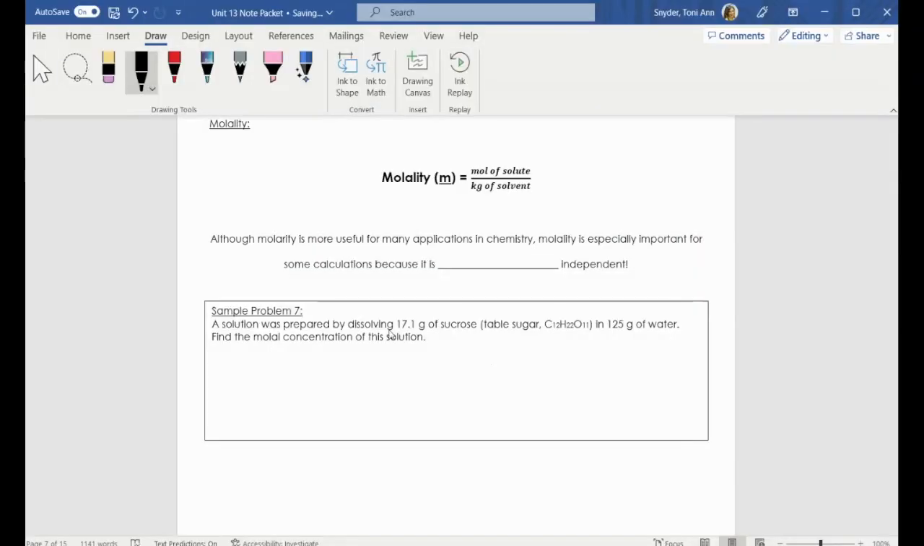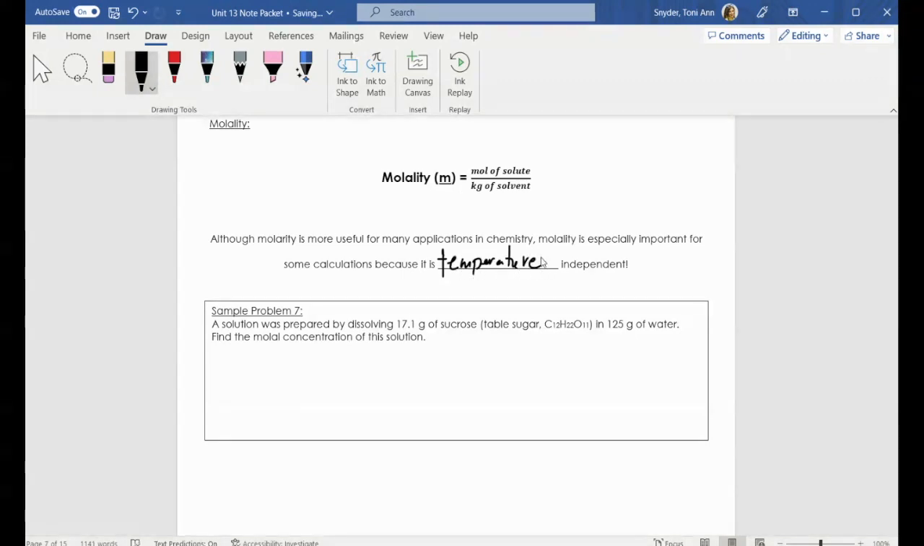So we have molality here. A solution was prepared by dissolving 17.1 grams of sucrose in 125 grams of water. Find the molal concentration. So here's my equation again. Very similar to molarity, except I have kilograms of solvent on the bottom. And remember, this is because molality is temperature independent.